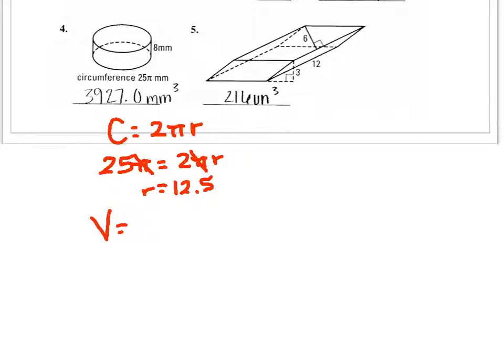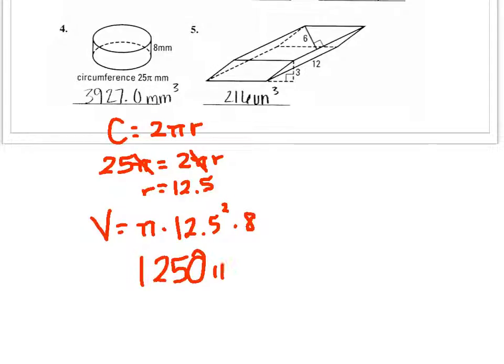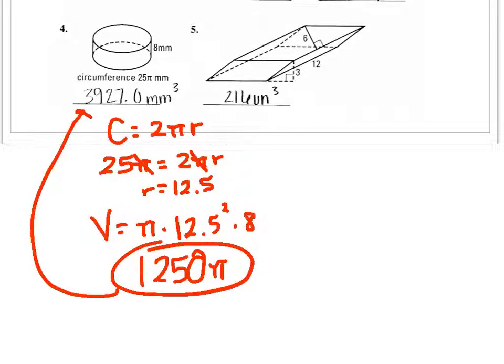So volume is the area of the base, which is pi times the radius squared, so 12.5 squared, times the height, which is 8. 12.5 squared times 8 gives us 1,250 pi. That would be exact, rounded it is 3,927 millimeters cubed. We skipped number 5, you don't have to worry about it.